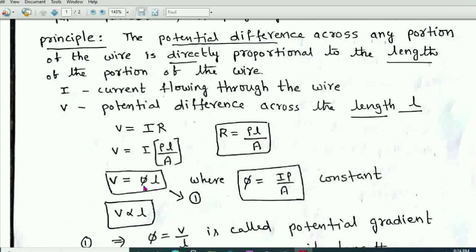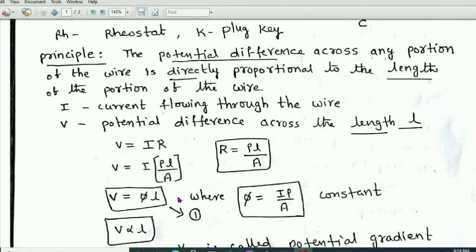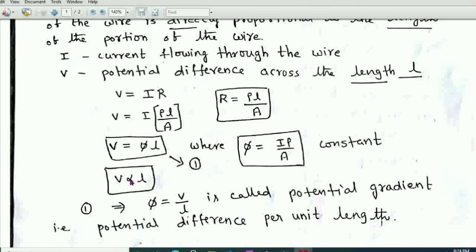Since phi is constant, we can write this expression as a relation: V is proportional to L. That is, the potential difference across any portion of the wire is directly proportional to the length of that portion of the wire. This is the principle on which the potentiometer works.